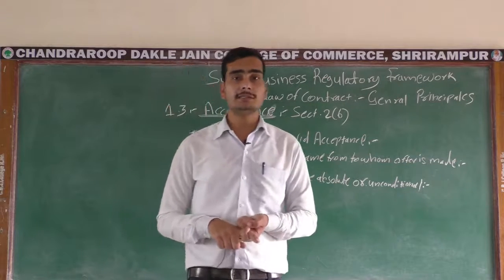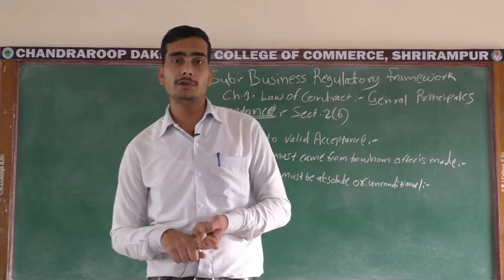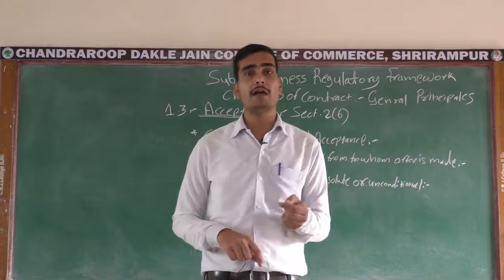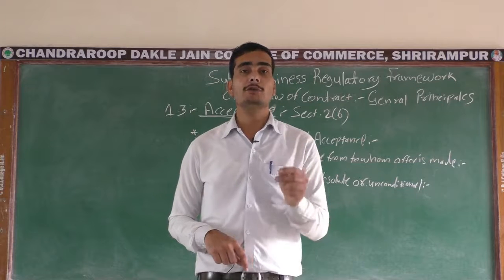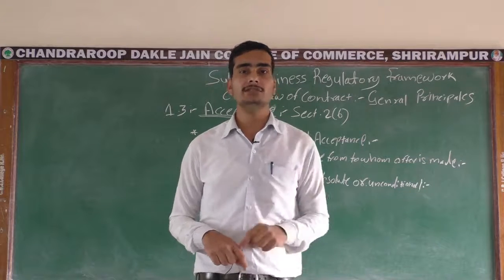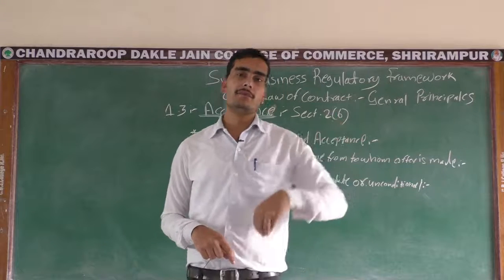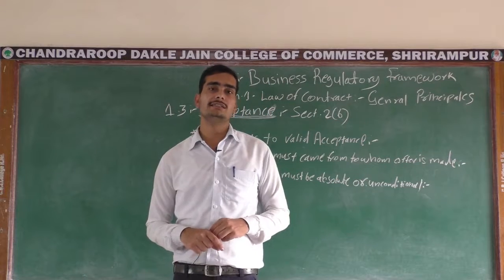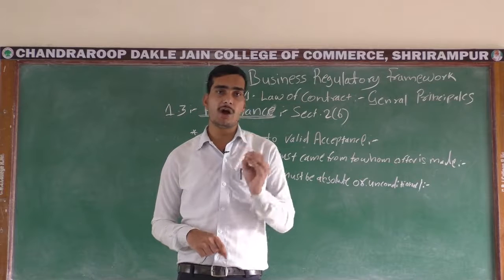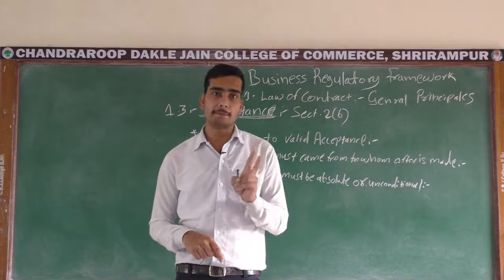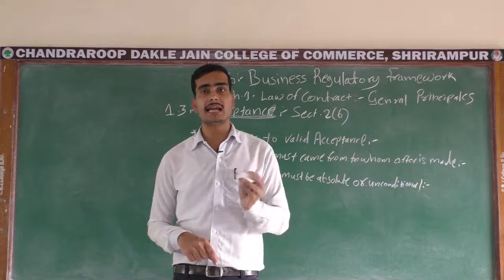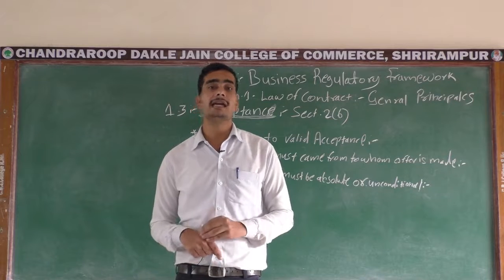Suppose I am a person and I am giving an offer to person B that I will sell my car to you for rupees 2 lakh. For that sale you have to pay rupees 1 lakh in cash and 1 lakh by bank check. After receiving that offer, they say, I am accepting your offer to buy your car for rupees 2 lakh, but I will pay only 50,000 in cash and the remaining 1,50,000 by check.